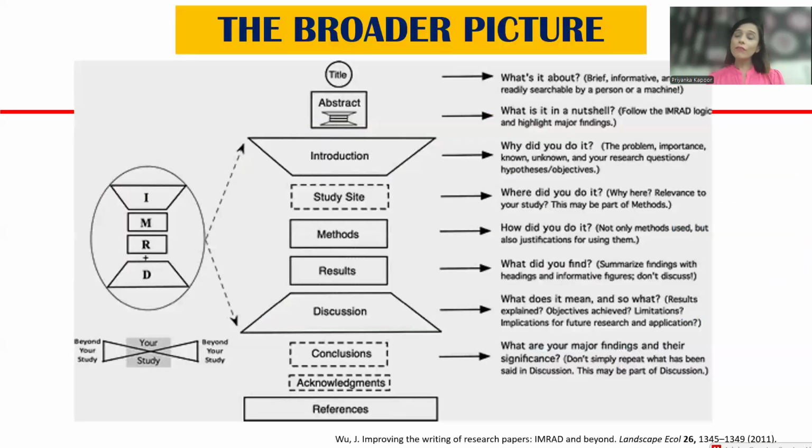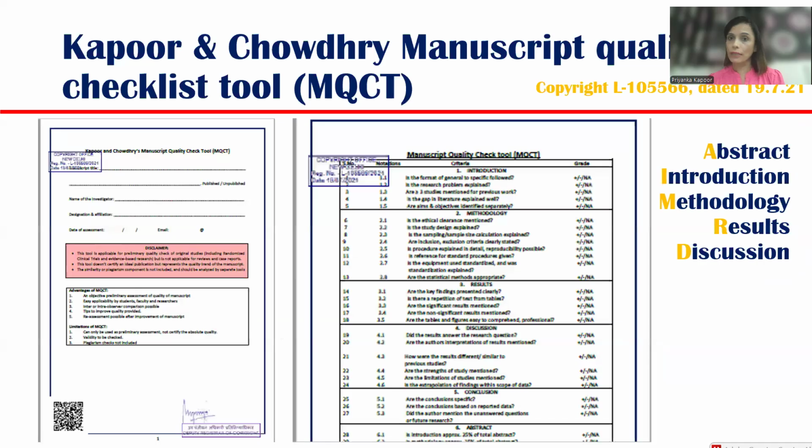Then we come to the abstract. Again, I'm writing the broader picture. After the title comes the abstract. First the reader is going to read your title. Okay, now he says that I'm interested in this topic and I need to go ahead with the article. Then he would go to the abstract.